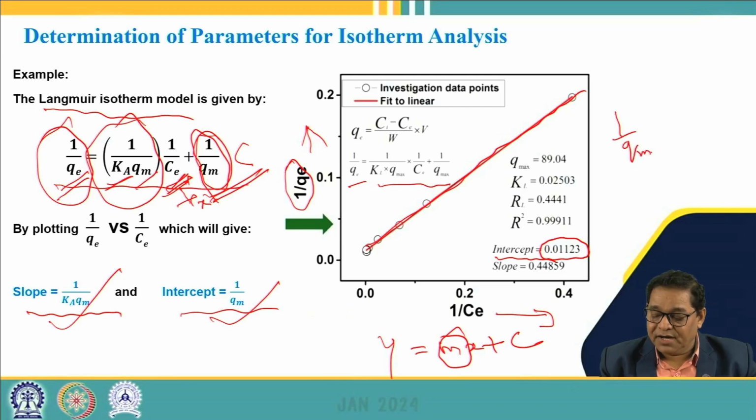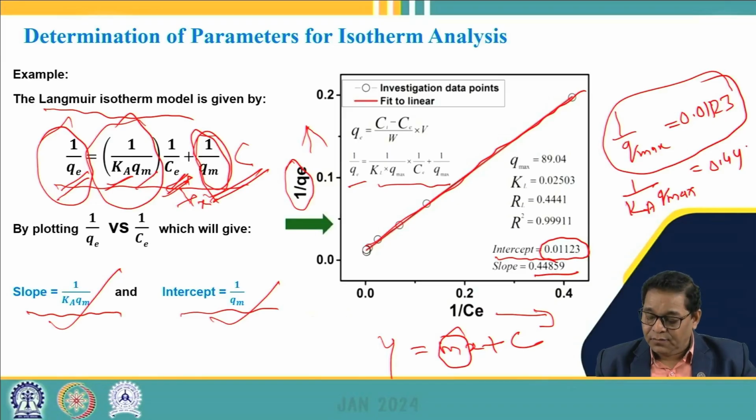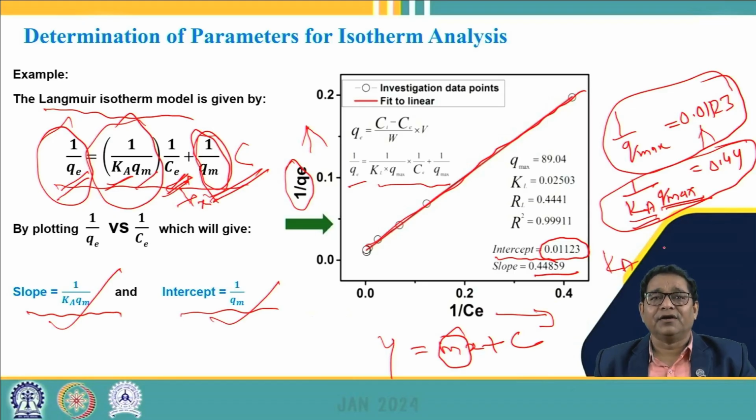So 1 upon q max will be equal to 0.01123, and the slope, that is 1 upon ka into q max, will be equal to 0.44. By using this, if we know 1 by q max, we can find out the q max value, and similarly in this equation, if we put that q max value obtained from this relation, we will get the value of Langmuir constant k. So this is how we can find out the model parameters by using batch study.